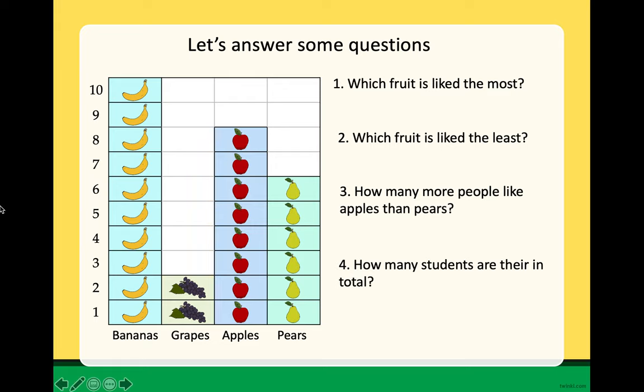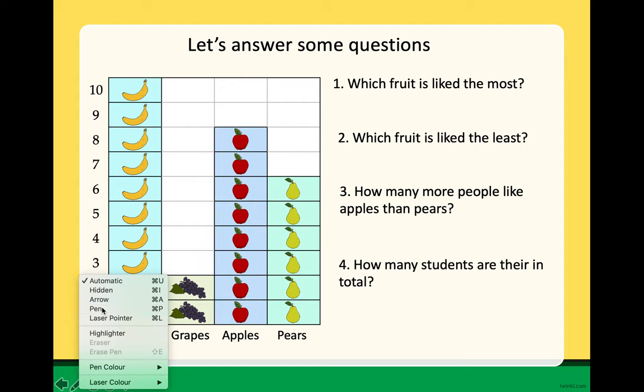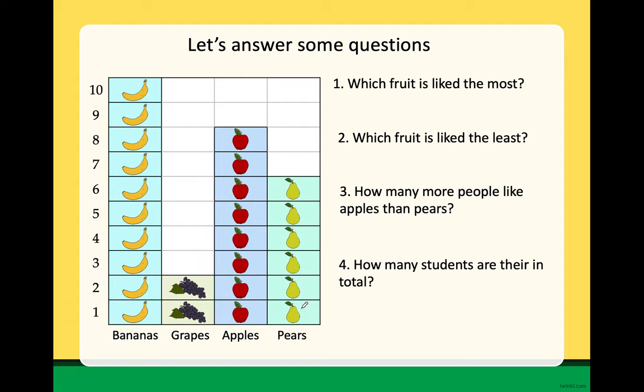How many more people like apples than pears? So here, we're going to cross out one apple for every pear. So we have one pear, one apple, one pear, one apple, and so on. We have no more pears left, so we will stop crossing out the apples as well. How many extra apples do we have? Let's count. One, two. So two more people like apples than pears.